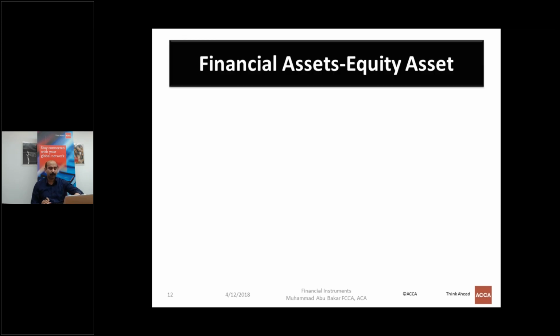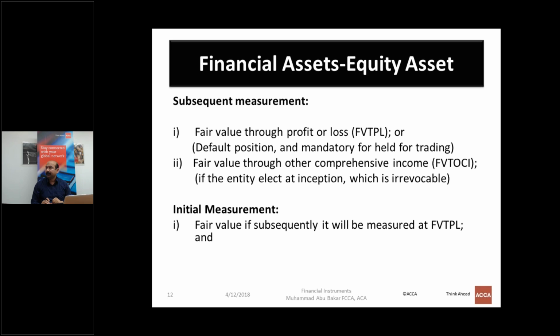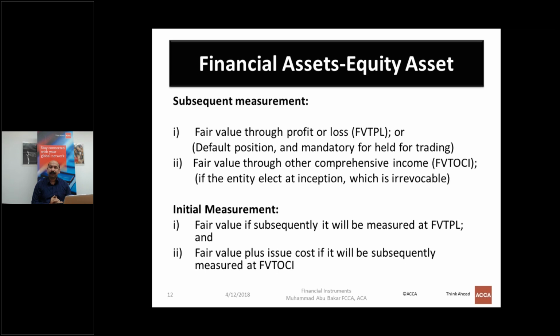Equity assets, those financial assets which are equity assets. In case of an equity asset, initially you will be measuring it at fair value. If subsequently it will be measured at fair value through profit and loss. And fair value plus issue cost if it will be subsequently measured at fair value through other comprehensive income. So this is the principle for equity assets.